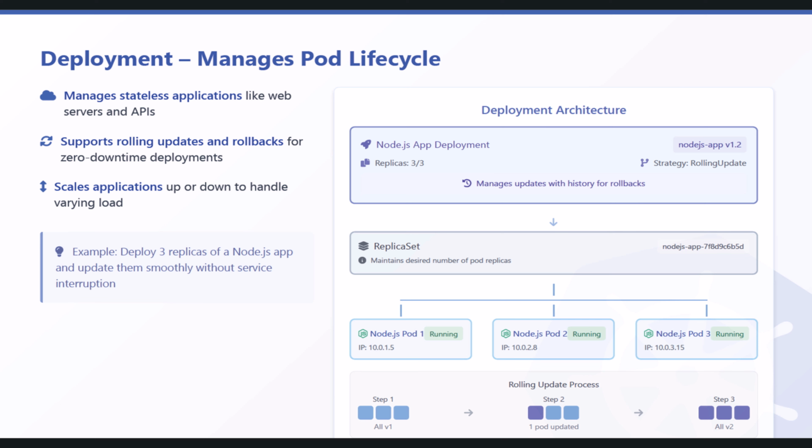Next is deployment. Manage pod lifecycle. A deployment helps you to manage stateless applications. It takes care of rolling updates, scaling, and rollbacks, all automatically. For example, you want to deploy a Node.js application with 3 replicas and gradually update to a new version. Use a deployment. Think of a deployment as a smart manager for your pods.